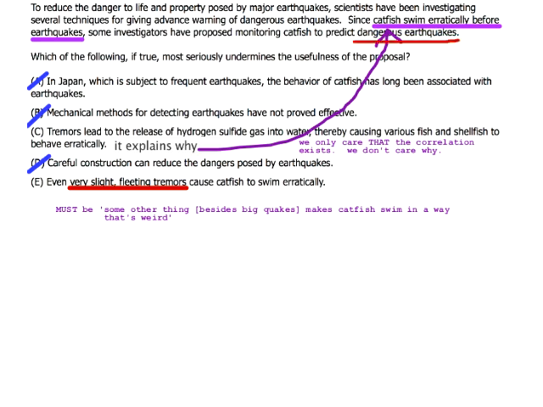Because then you just don't know. You know that there's a correlation with some kind of quake, but not those anymore. So now you're correlated with any quake, even slight fleeting ones, which means you can't predict dangerous ones anymore. So this is the one we want.